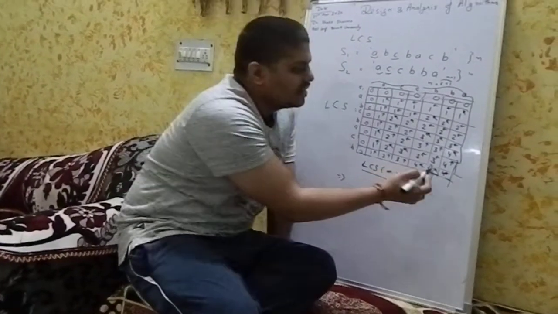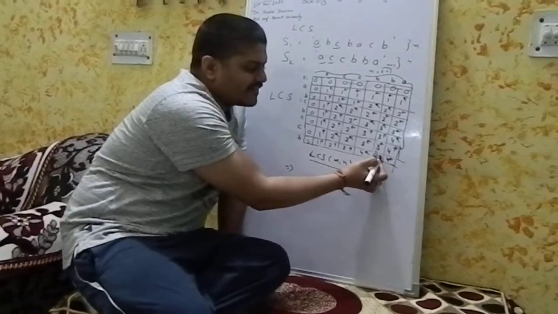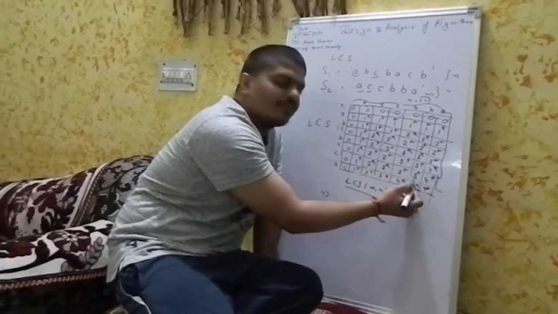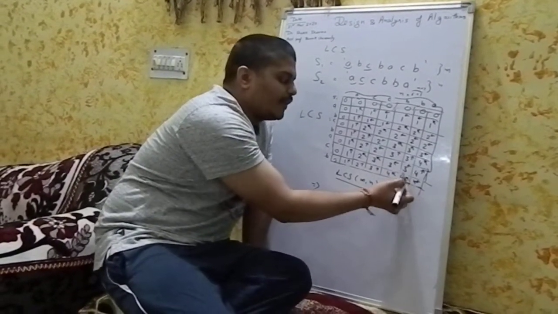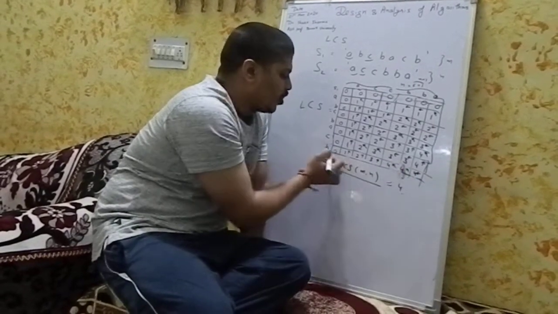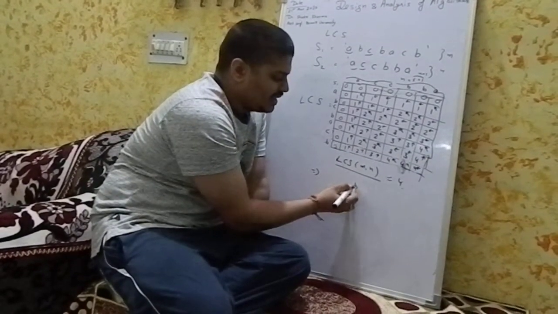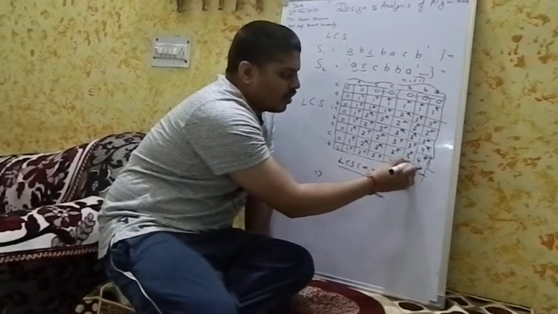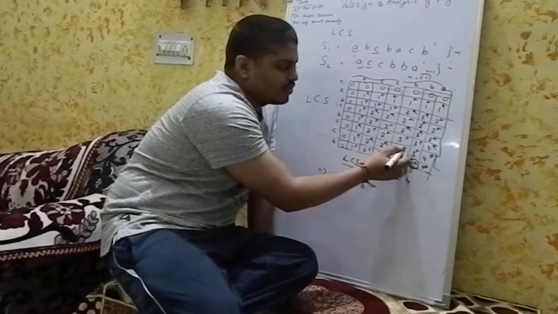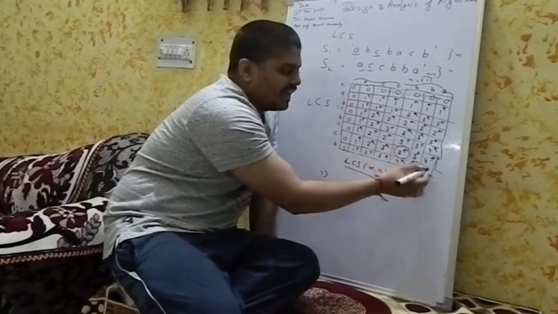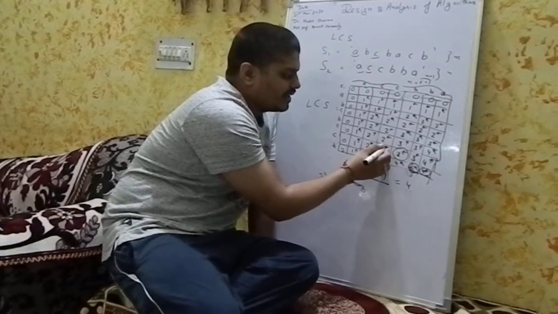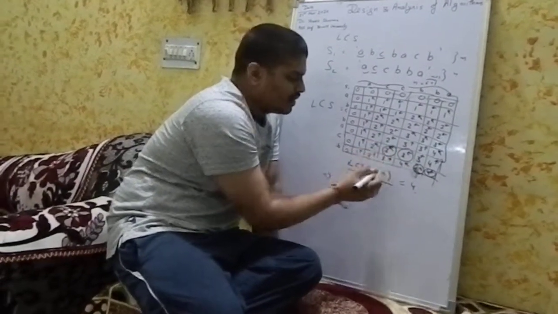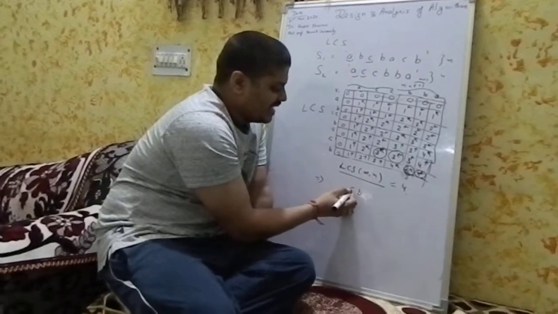So let's see here. The 4 is saying left direction, so move in the left direction. The next 4 is diagonal. Now whenever there is a diagonal element, you copy the string. So this is B, which we have copied. Now move in the diagonal direction. So 3, which is again left, so move in left direction. This 3 is diagonal, so copy this element, C.